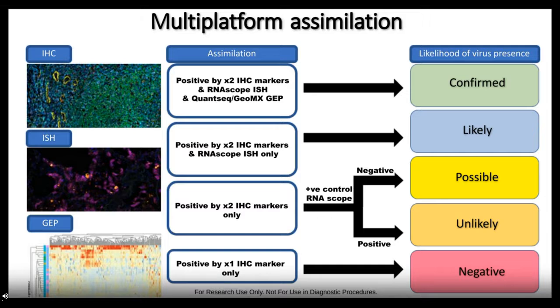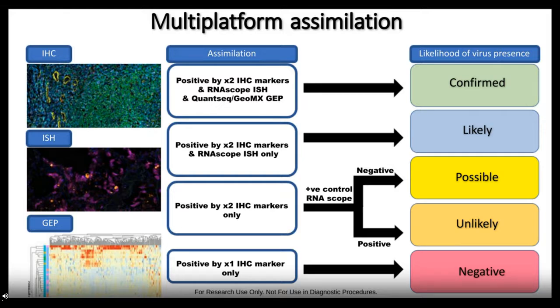score that as negative. If we see two immunohistochemistry markers positive, but no evidence of virus by RNA-scope, we look very closely at the positive control RNA-scope probe result. If that is negative, that suggests that the RNA may be poor quality, and therefore we score that as possible. If that positive control RNA-scope is positive, it shows that the RNA was good quality, and therefore we think that the virus is unlikely to be present because it's detected only at the protein level and not at the RNA level.